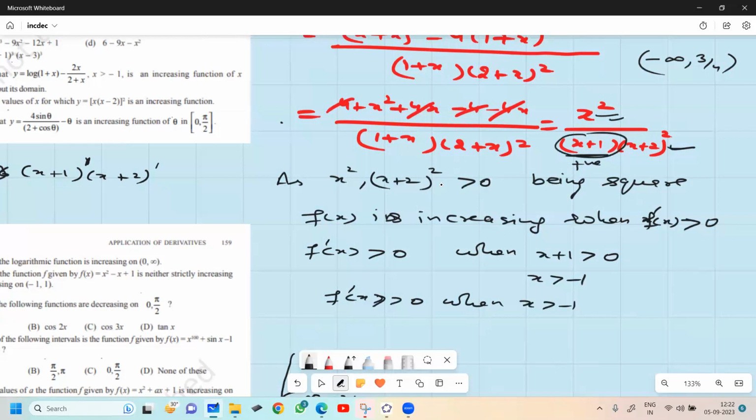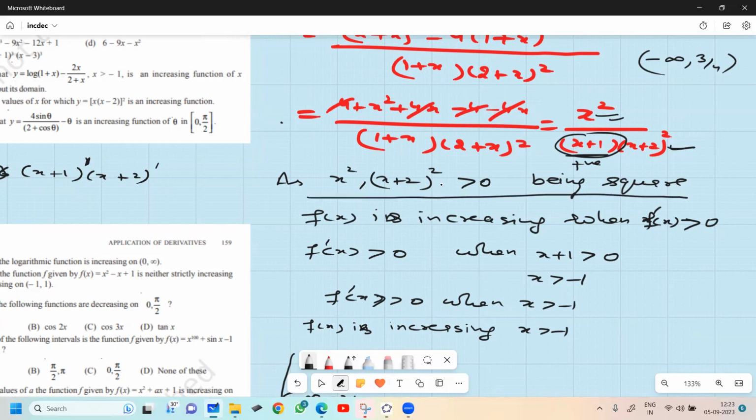So, can't we say that f of x is increasing in the domain x greater than minus 1? Clear? Remember, whenever in increasing and decreasing you get a square, don't discuss it. You can directly write being square, they are positive. Discuss the other terms. Clear? We can do it with the wavy curve method also, but here this question is easier this way. Next.